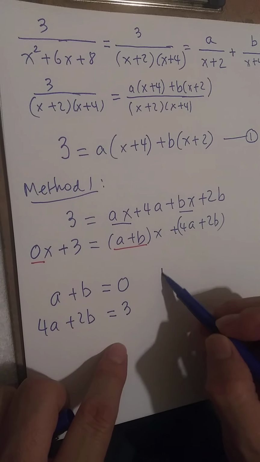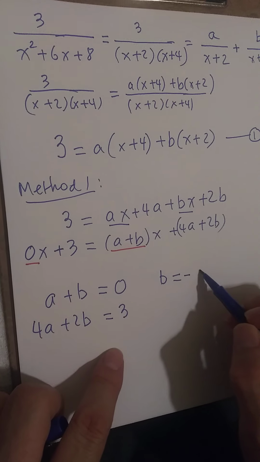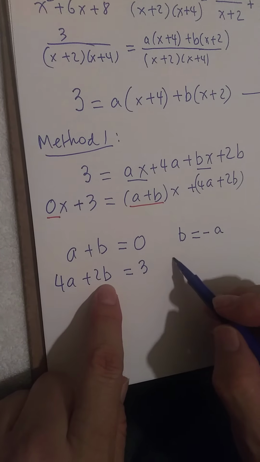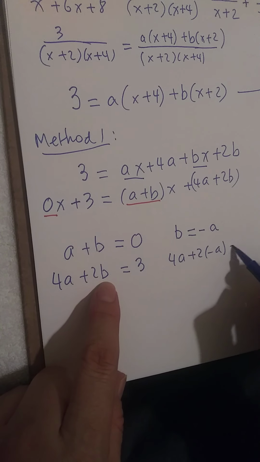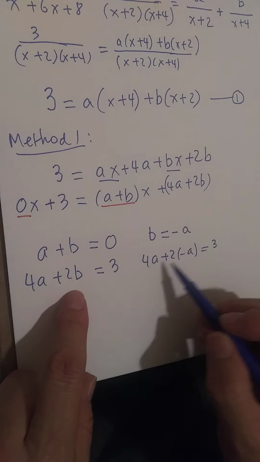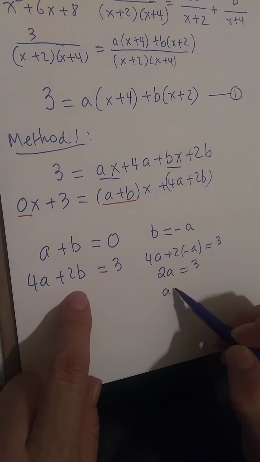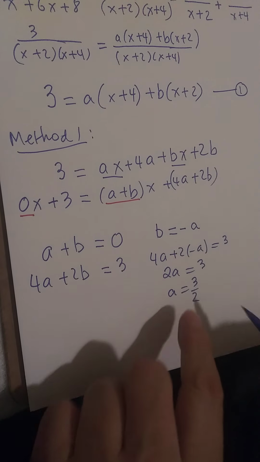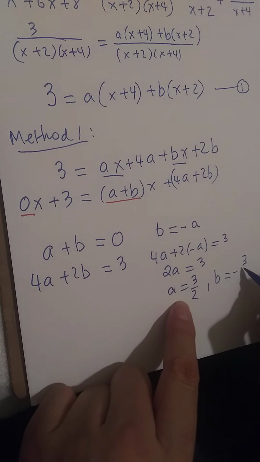First equation is, take a to the right side, so that gives you b equals minus a. So where you see b in the second equation, 4a plus 2b, it's plus 2 times negative a equals 3. 4a minus 2a is 2a. 2a equals 3, so a equals 3 halves. You found a equals 3 halves, b is minus a, so b must equal minus 3 halves.